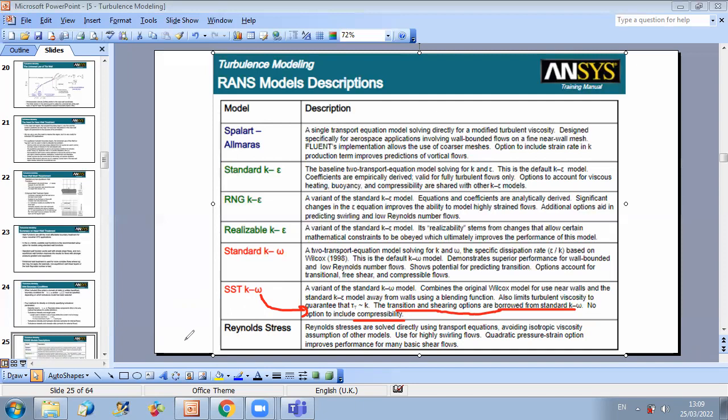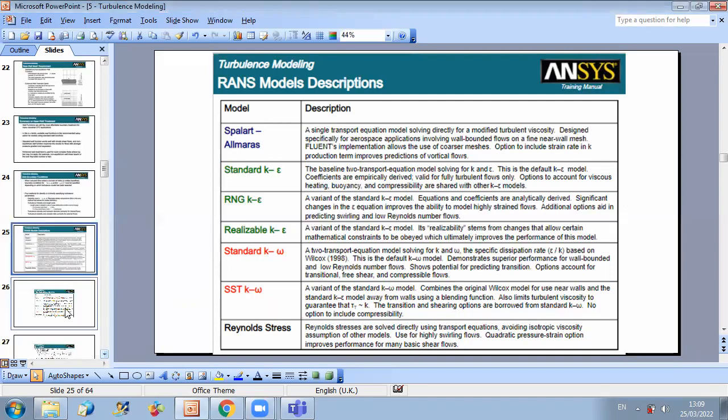Finally, concerning the Reynolds stress model, Reynolds stresses are solved in this case directly using the transport equation, avoiding the isotropic viscosity assumptions of other models. So whenever you have high anisotropy, it's suggested to use the Reynolds stress model. This model is used for highly swirling flows, and has a quadratic pressure strain option, which will also improve the performance for shear flows. So this is in summary the characteristics of the different models we have considered.